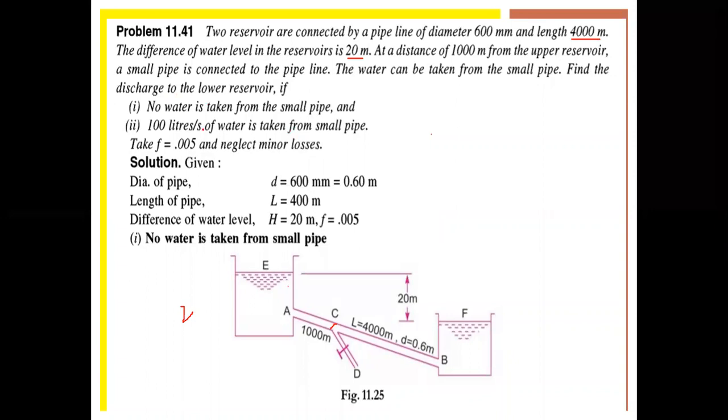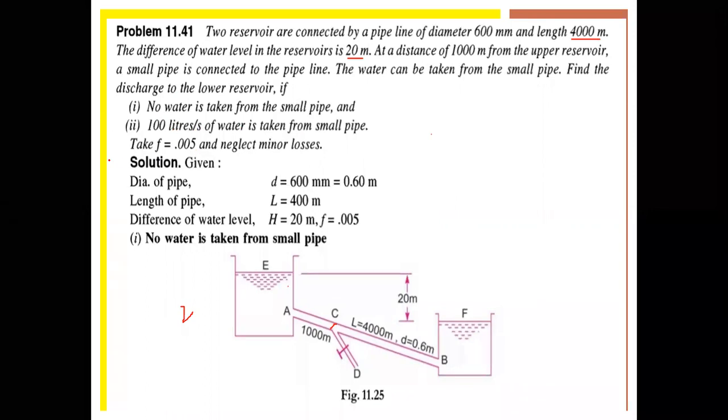Second one, 100 liters per second of water is taken from the small pipe. Next, taking F as a distance, neglecting the factor, F is equal to 0.005. So these are the conditions. So then what is the given data here?